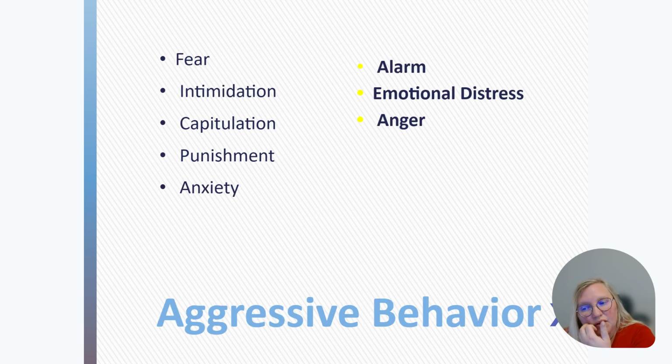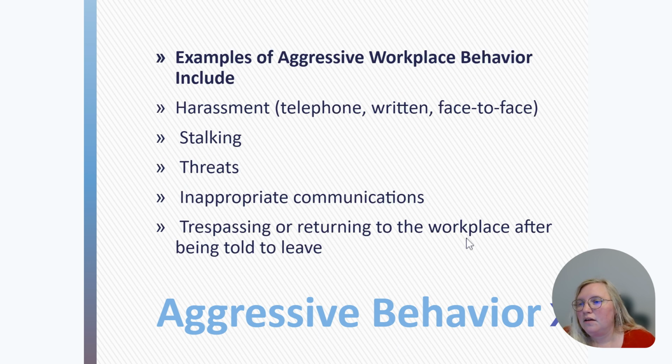So some examples of aggressive behavior would be fear, intimidation, capitulation, punishment, alarm, emotional distress, anger. Examples could be harassment, and that can come in the form of telephone, written, face to face. So if you call and leave an angry voicemail on an employee's phone, even if you're not on the work site, that still counts as harassment for our workplace violence policy.